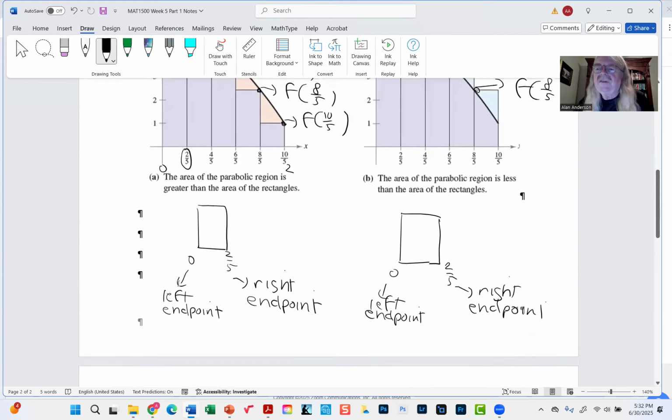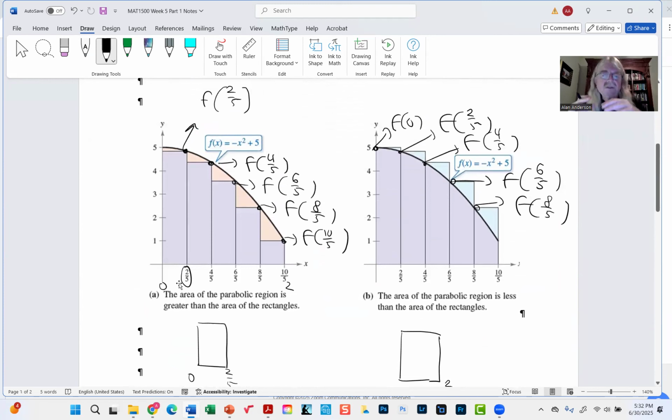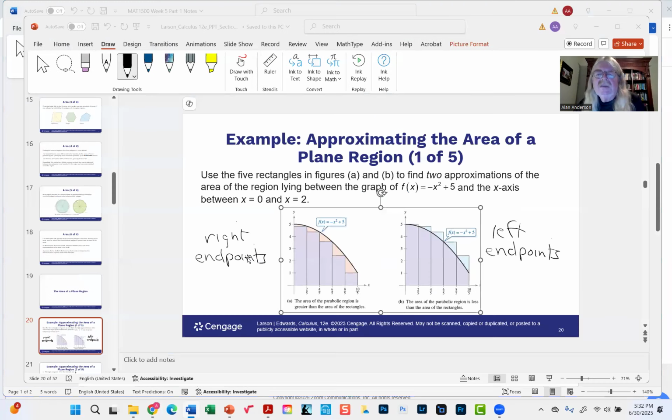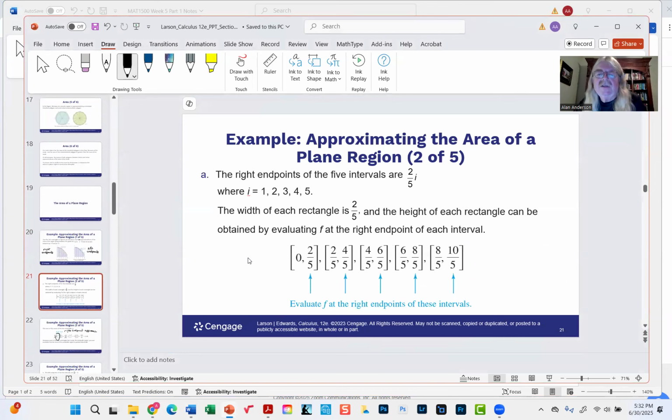The approach on the left means that our estimate is too low. The one on the right means that the estimate is too high. What can we do about it? Well, here's what we could do.